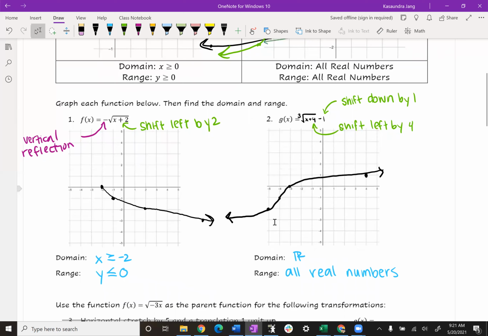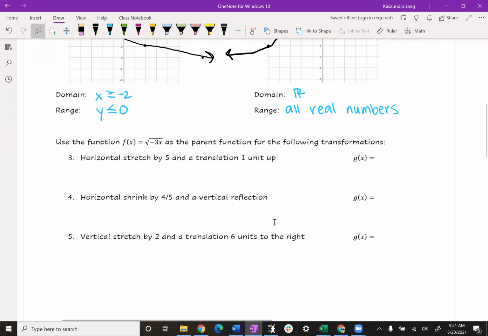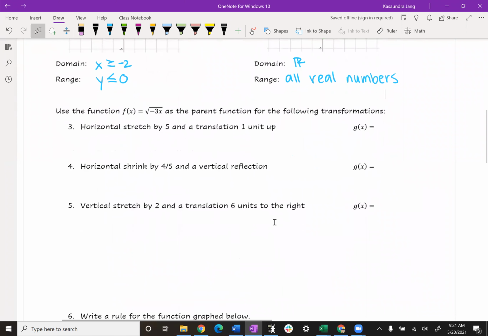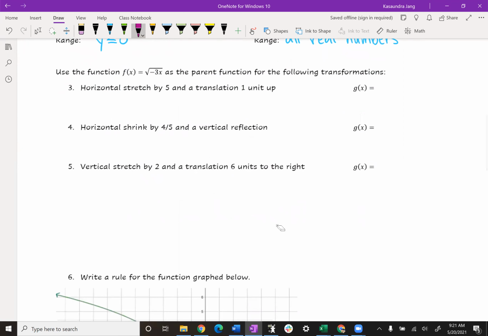All right. So then on your homework, it's also going to ask these kinds of questions where they give you this function. In our case, it's the square root of -3x. So it's your parent function for the following transformations. They want us to do a few things. They want us to, first of all, stretch by 5, and we'll do a translation up 1.